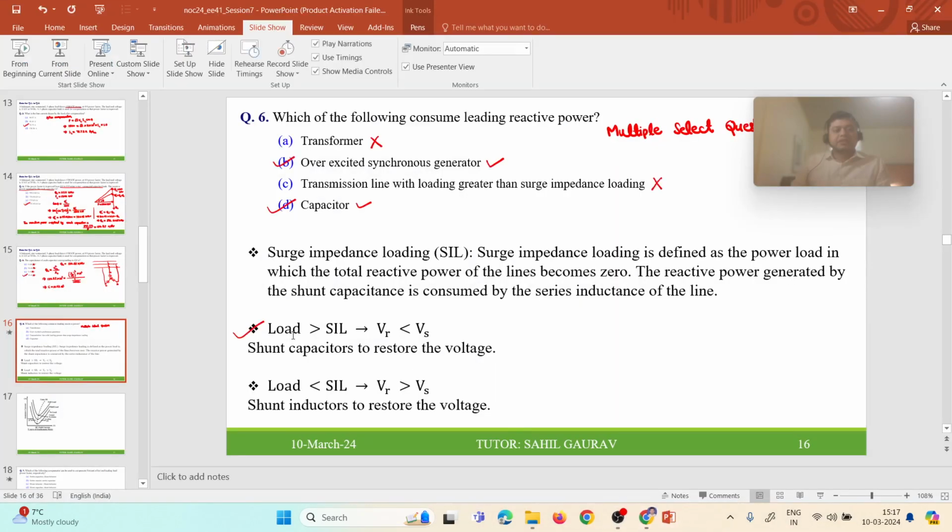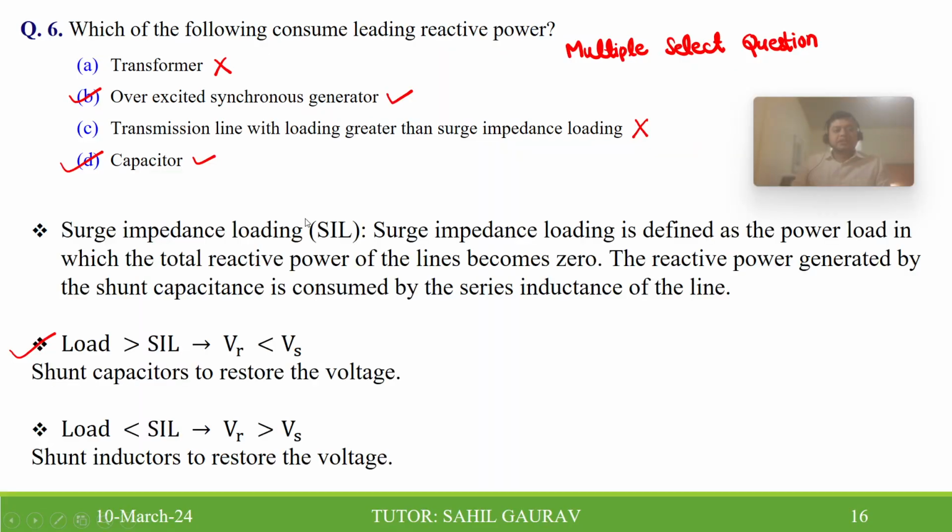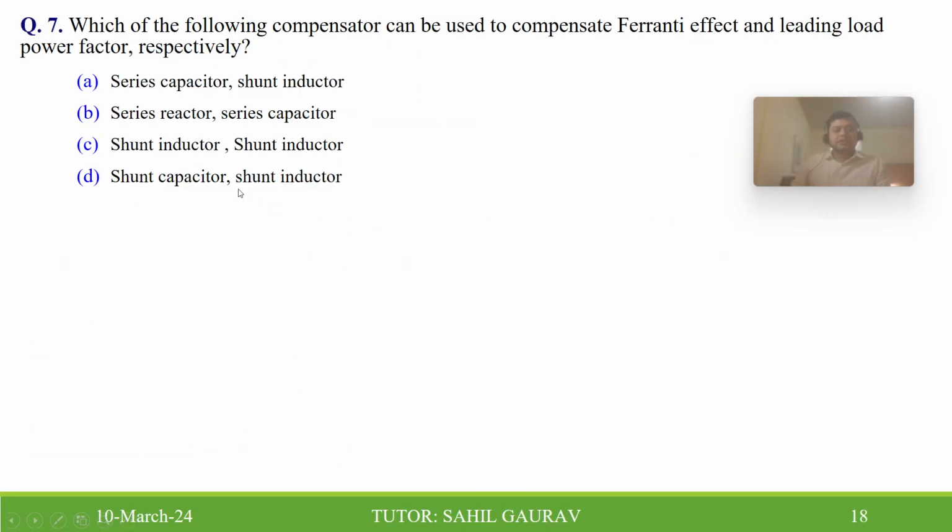Okay, we can solve one more problem. So now moving to the next problem. In this problem, which of the following compensators can be used to compensate Ferranti effect and leading load power factor respectively? This is a single choice question. Only one answer is correct. So what do you think?